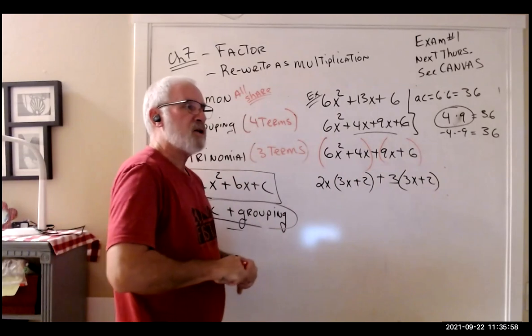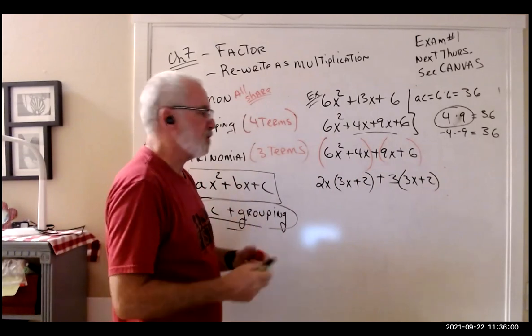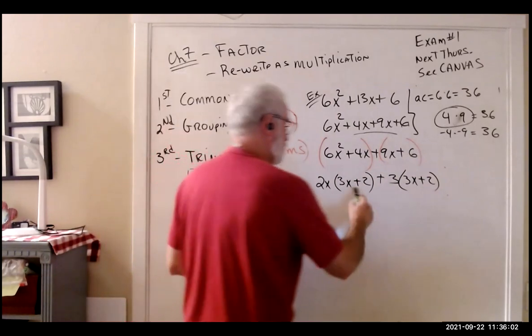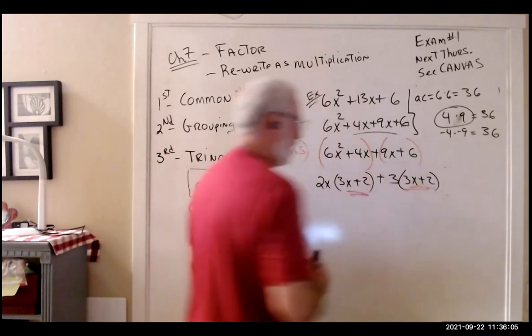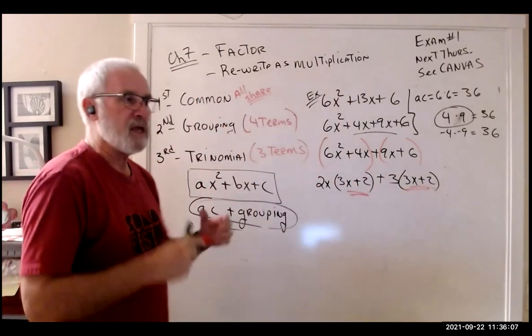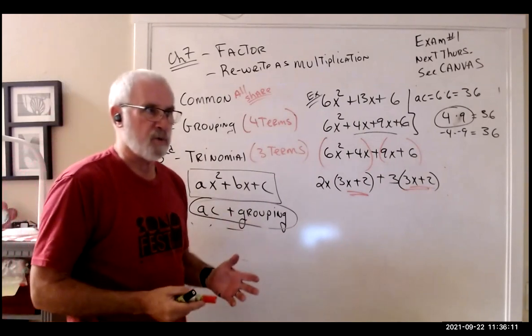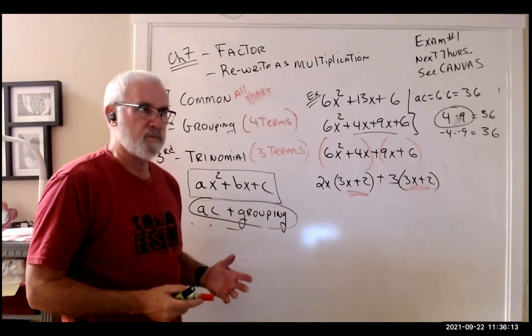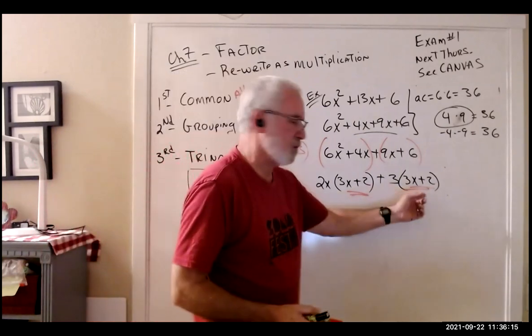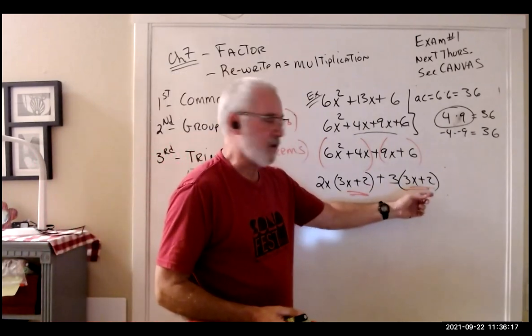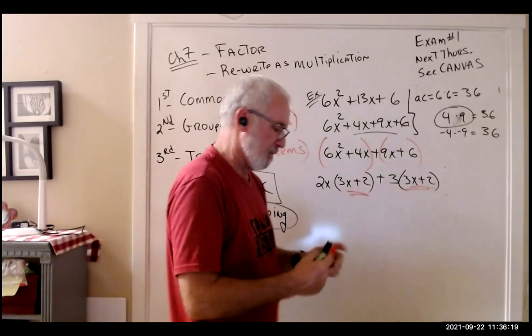Your built-in check is this quantity and this quantity. They have to be exactly the same. If they're not, you screwed up somewhere. They have to be the same. That's how you know you're doing it right, if that quantity and that quantity are the same.